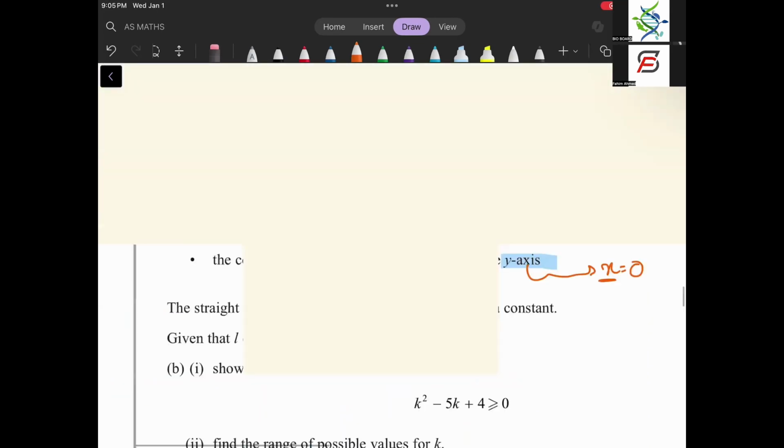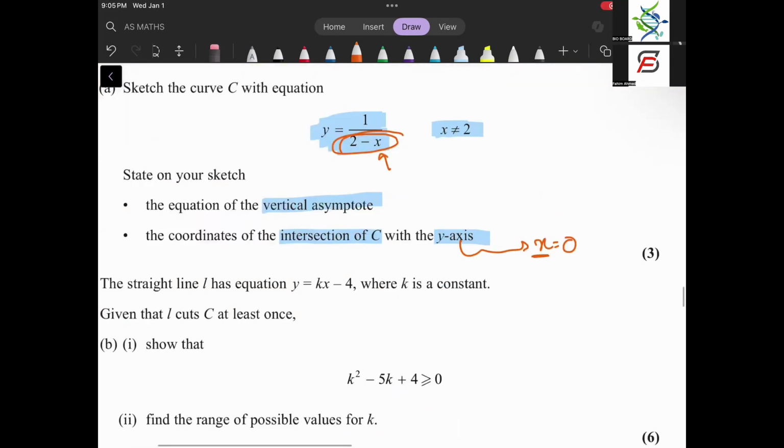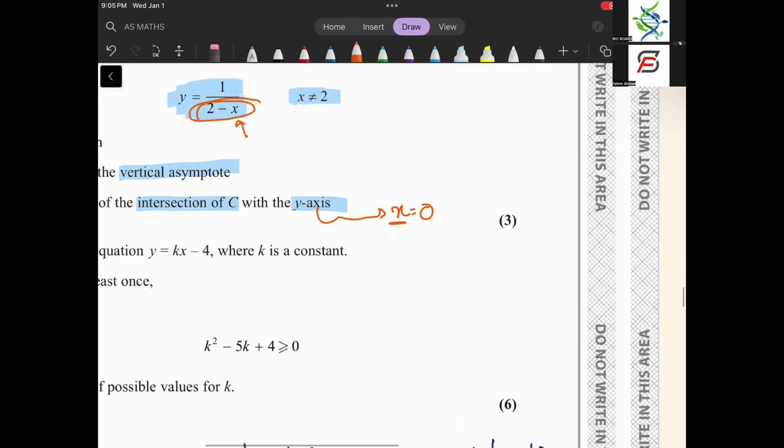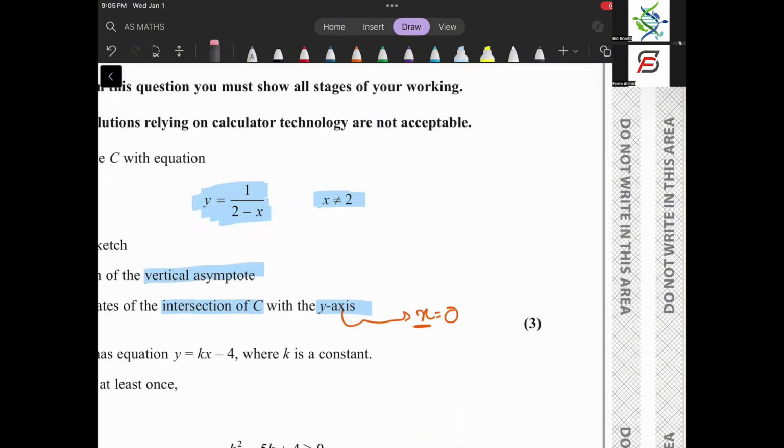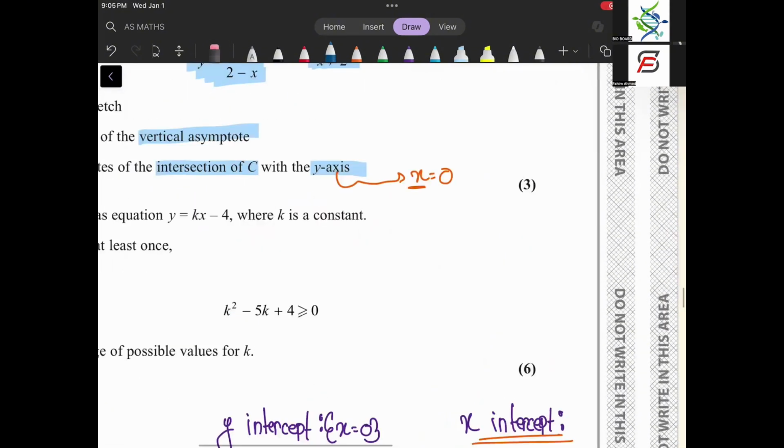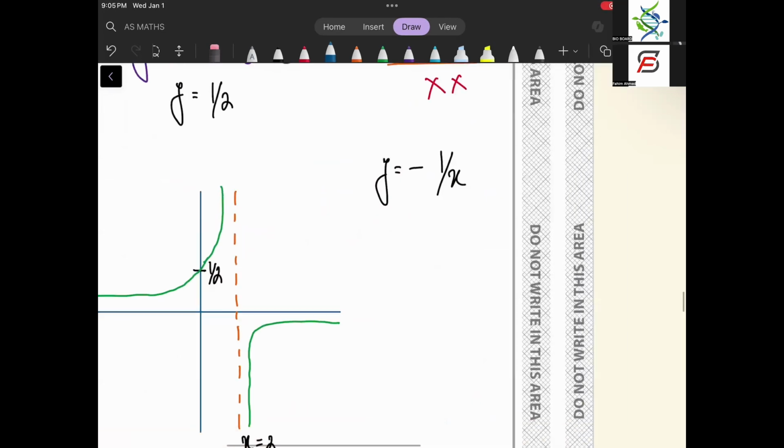And now you have to sketch this curve, y equals to 1 by 2 minus x. This curve is similar to the curve of y equals to minus 1 by x in terms of the shape, because before x we have this negative sign, right? So it's a graph of minus 1 by x.